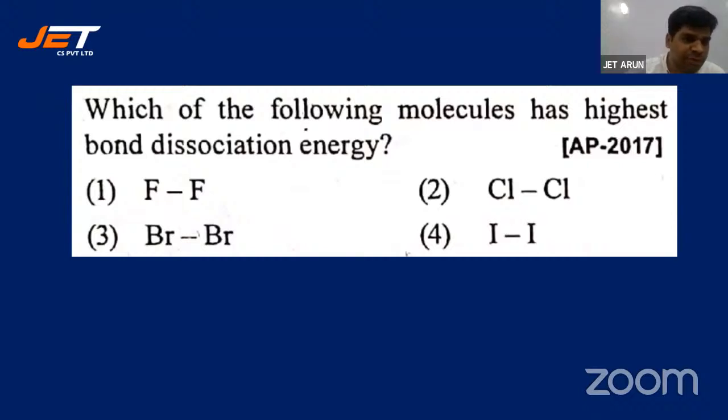Okay, 4. Fatima says 2. Rachna says 4. Okay, Manichandan says 4. Sideksha says 3. And boy says 2. Sesha says 2. All right, let's see the answer, students.